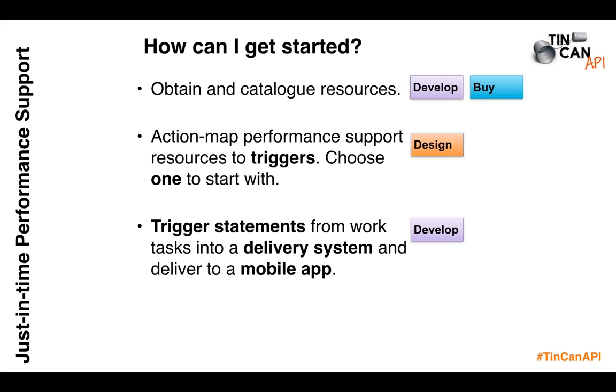You might have a very large number of job tasks, and I recommend for a pilot project, just pick one. Don't even go with two, just pick one particular job task that you're going to deliver the resources for. Start small and then build on that. You're then going to want to trigger statements from the work task. That's going to need to feed into some sort of a delivery system, which you may need to develop, and then deliver it to a mobile app.